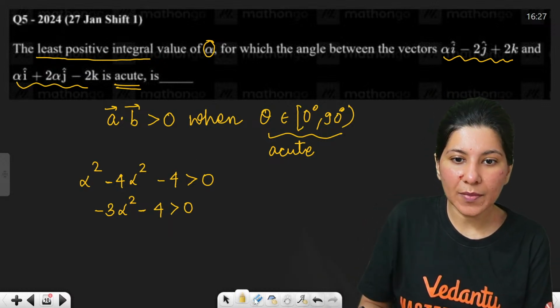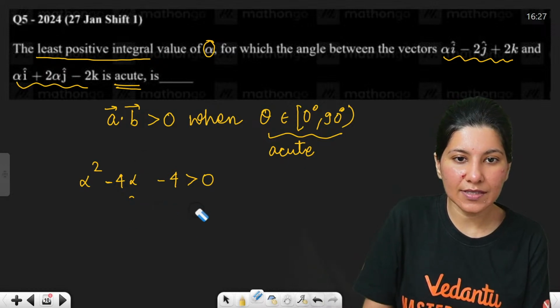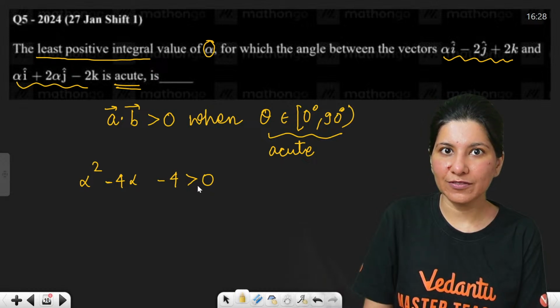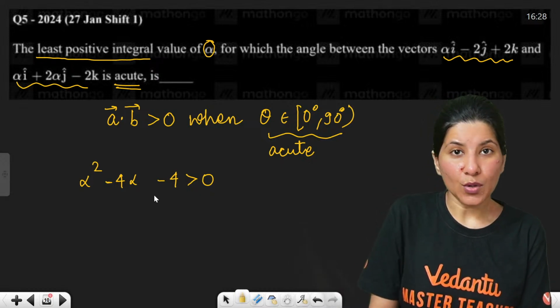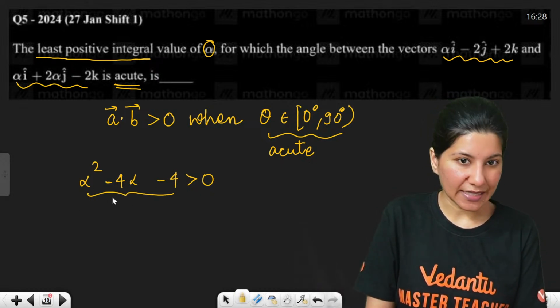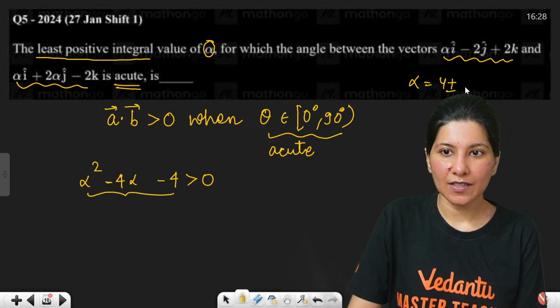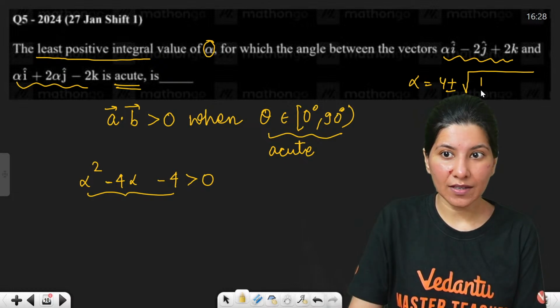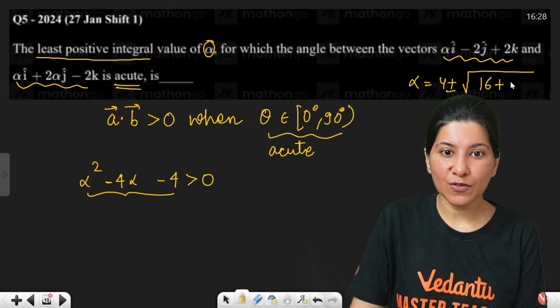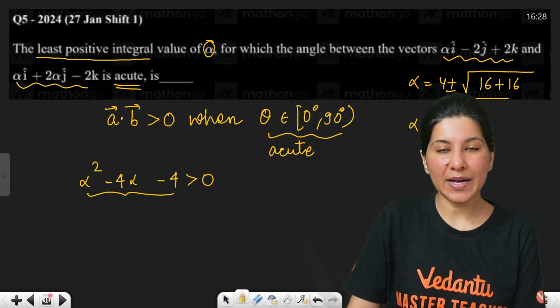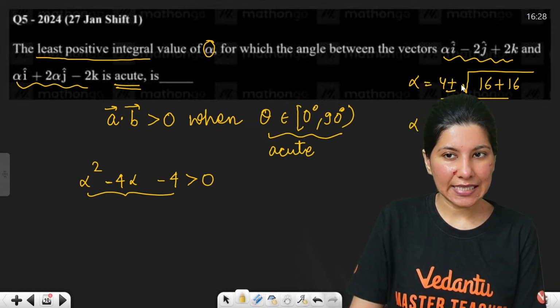Sorry, this is not minus 4 alpha square. This is 4 alpha. Yes, this is fine. Now you just have to solve it. Greater than 0. So here I'll be splitting this. Alpha equals 4 plus minus square root of b square minus, so plus 4 fours are 16, by 2. So alpha will be 2 plus minus 16.